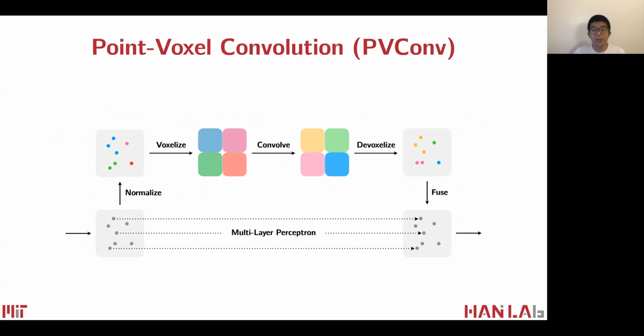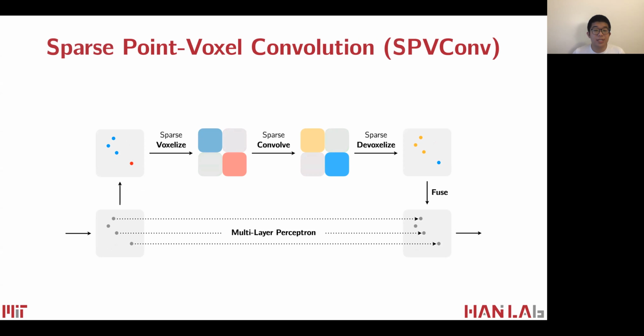To tackle this issue, we have enhanced the PVConv for large-scale outdoor scenes. We replaced the dense voxels with the sparse 3D representation, where we only store the non-zero locations. As the 3D point count is intrinsically very sparse, this modification can greatly reduce the memory consumption when the resolution is very high. We name this modified version sparse PVConv, or SPVConv.